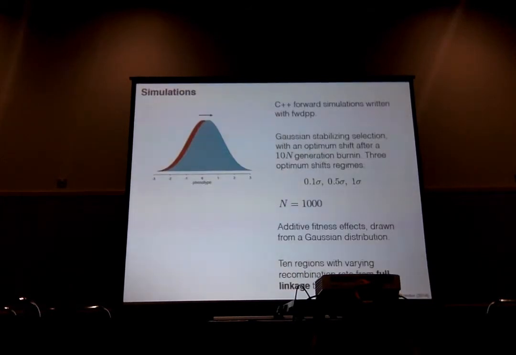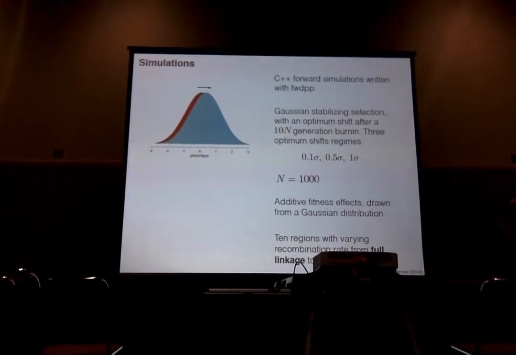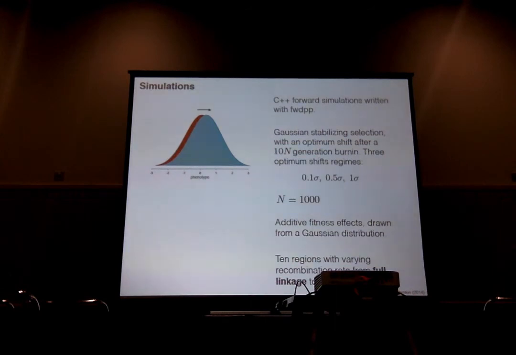So to show that I'm not making this all up, I've done some forward simulations using Kevin Thornton's fwdpp C++ library. The basic idea is that it's a model of Gaussian stabilizing selection. There's a 10N generation burn-in, after which we have some optimum shifts of varying magnitude: a tenth of a standard deviation away, a half standard deviation away, and then a full standard deviation away. And then there are different regions of varying recombination rates from full linkage to completely unlinked.